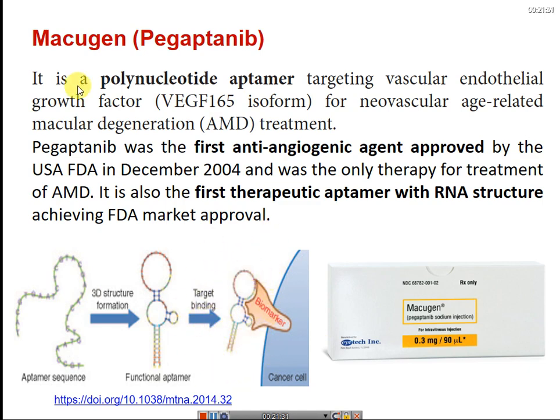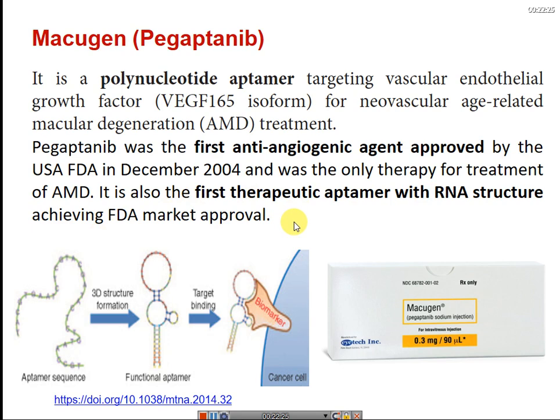So Macugen is used for treatment of age-related macular degeneration, an eye disease where the macular region starts degenerating because of excessive growth of vascular tissue. We want to suppress that over-formation of vascular tissue, so this targets vascular endothelial growth factor and stops that growth. Macugen is the first anti-angiogenic agent approved by the US FDA, in 2004, and it was the only therapy for AMD at that time. It is also the first therapeutic aptamer with RNA structure to achieve FDA market approval.